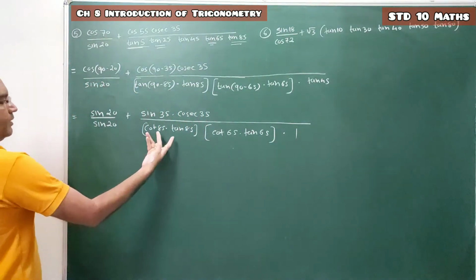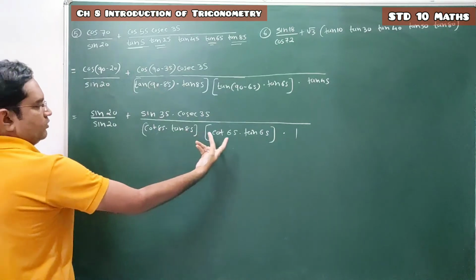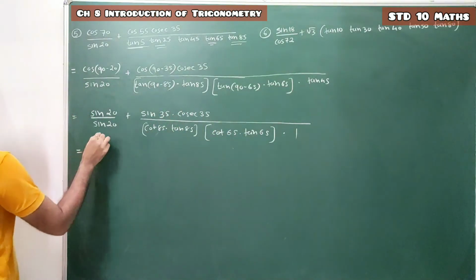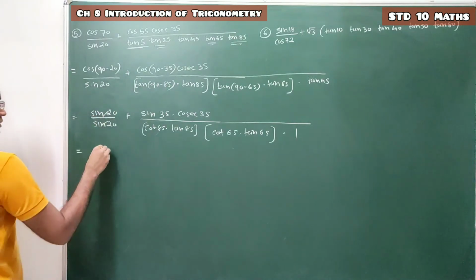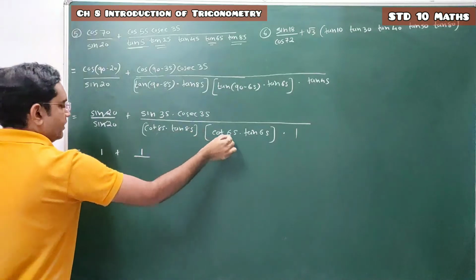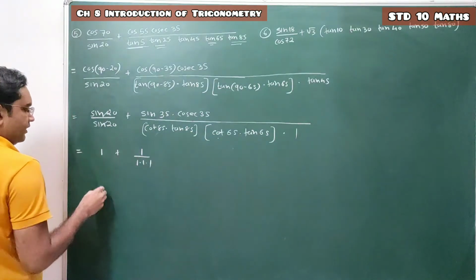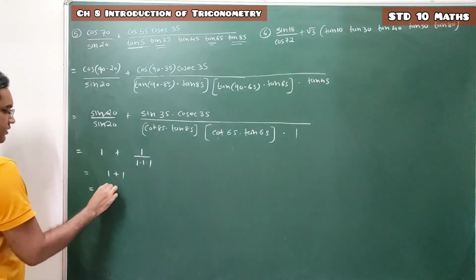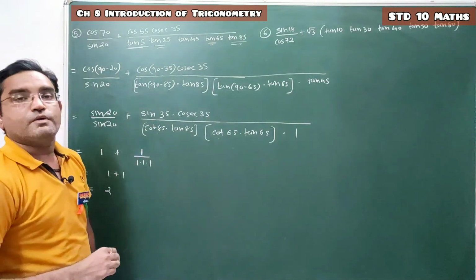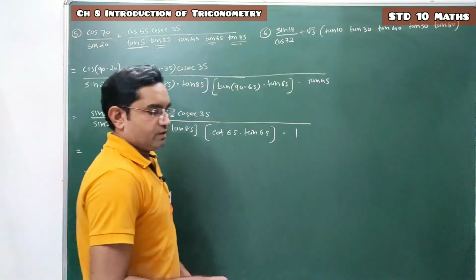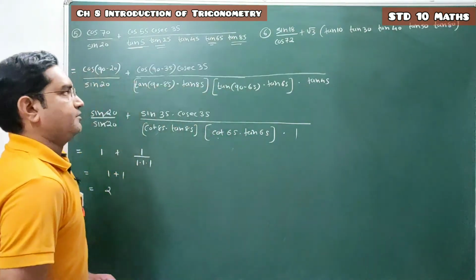So again these are multiplications of two reciprocals. These two are reciprocals, these two are reciprocals, so their multiplication is 1. So sin 20 cancels, so 1 plus, numerator is 1. This is 1, 1 and 1. 1 into 1 into 1 is 1. 1 upon 1 is 1. So 1 plus 1 is 2. Done. So this is how you can solve your question number 5.